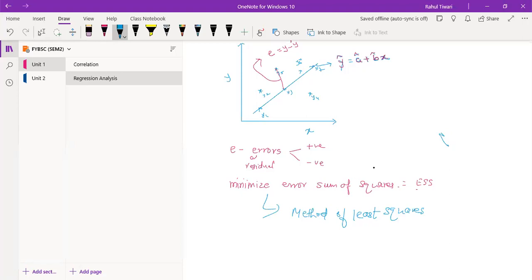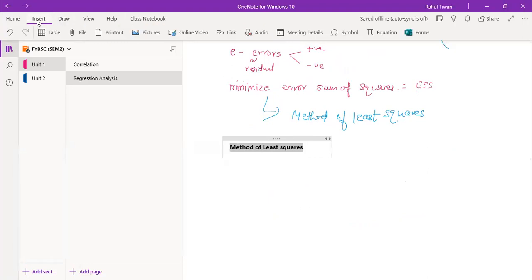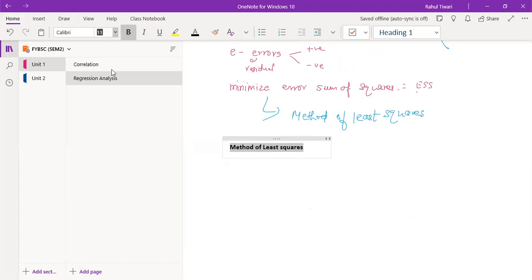So how to minimize the error? That question is arising, so we come to the next part, which is called the method of least square. This is a very, very important concept which you should know properly. I'll increase the font size a little so that you can understand what this method says. As I said, the least square method is used to minimize the error sum of square.